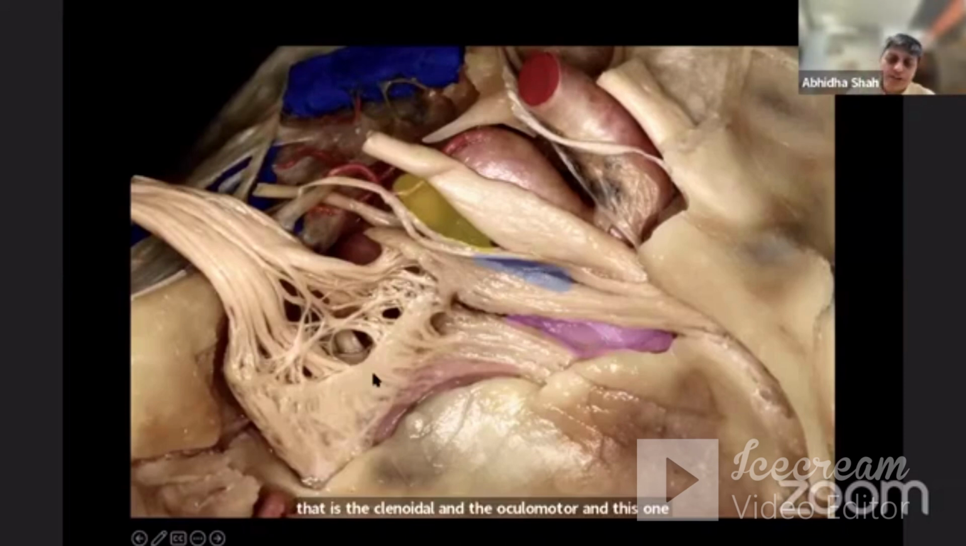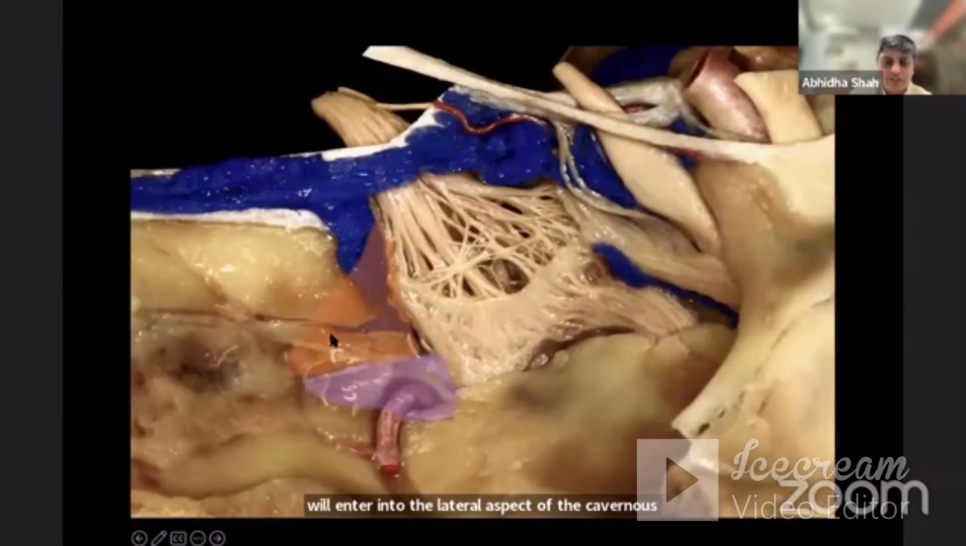In the middle fossa, there are four triangles. So the anteromedial and the anterolateral triangles. The anteromedial runs between the V1 and the V2 here. If you drill in this region, you will enter into the sphenoid sinus. Similarly, this is between the V2 and the V3. If you drill in this region, you will enter into the lateral aspect of the cavernous sinus. So these are the triangles on the lateral wall of the cavernous sinus.